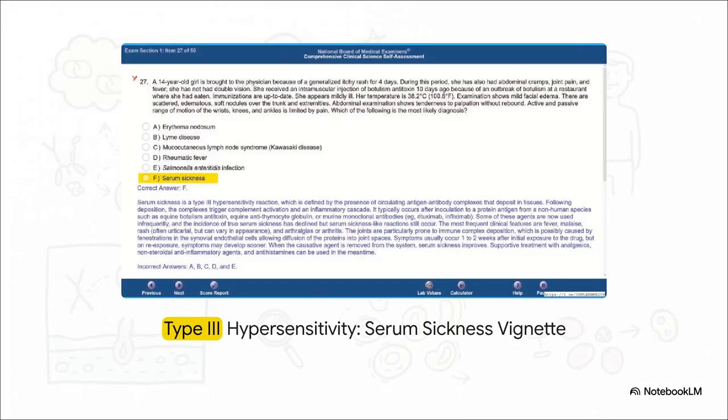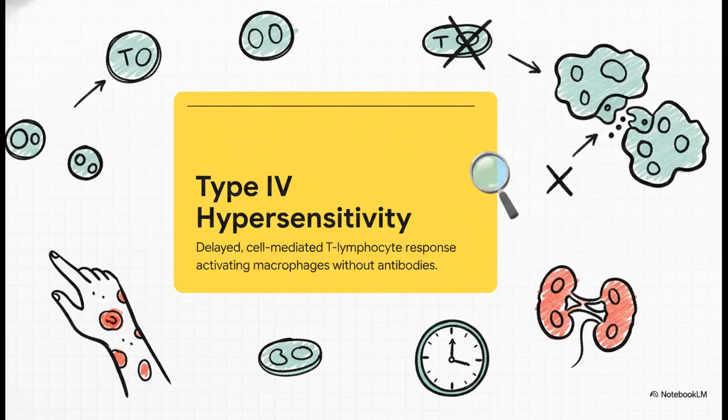To put that into perspective, consider a classic type 3 serum sickness vignette. Historically, this was seen when patients received horse-derived diphtheria antitoxin. But today, we usually see it when a patient receives a non-human protein, like botulism antitoxin, and those circulating immune complexes start to form. Because it takes time for these complexes to actually deposit and trigger the inflammatory cascade, the patient won't react immediately. Instead, they develop a fever, an urticarial rash, and severely painful arthralgias about 1 to 2 weeks post-exposure. Moving on to type 4.